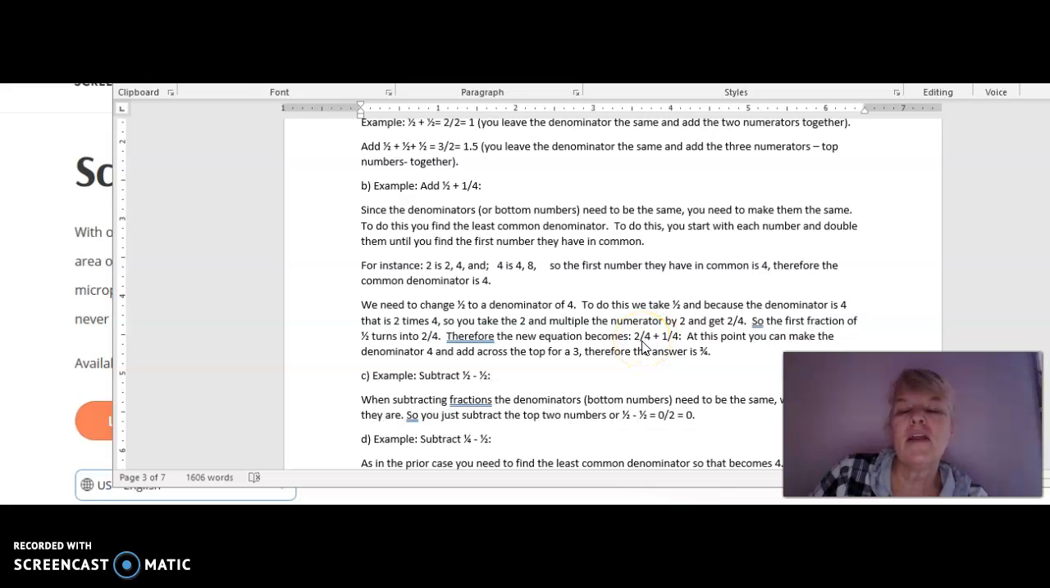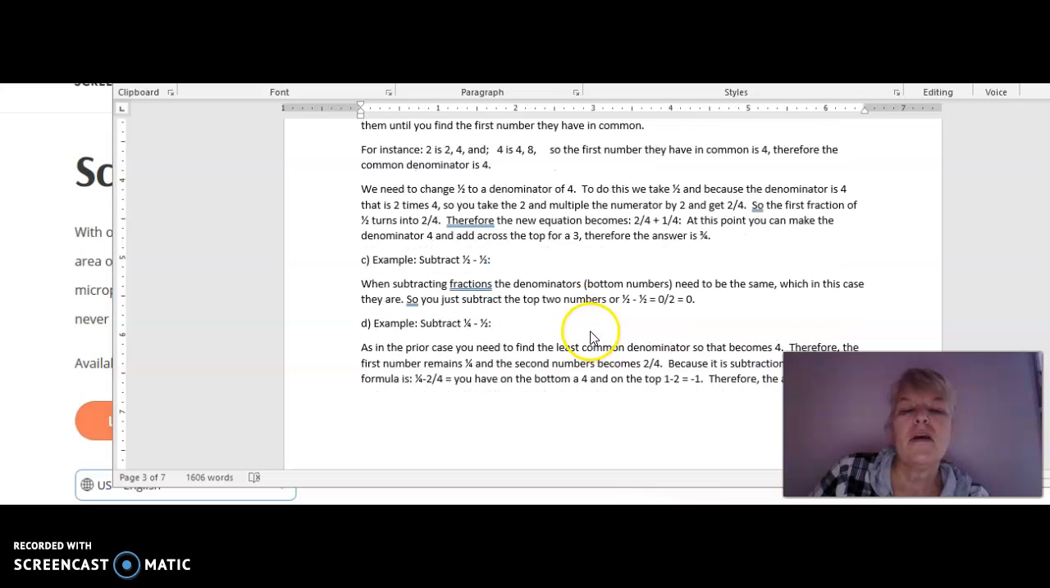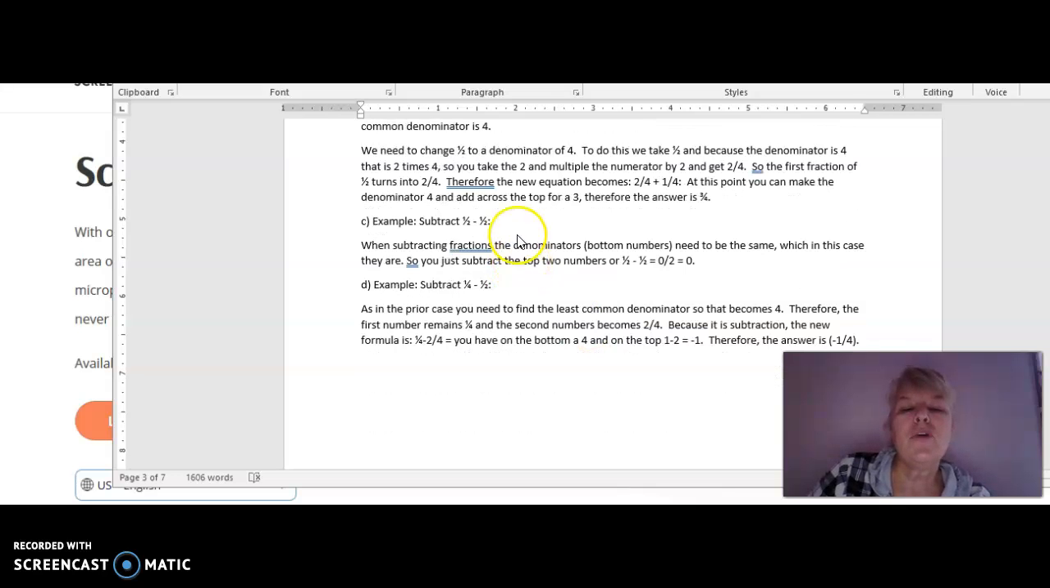So then we can add them together. We've got 2/4 plus 1/4 equals 3/4. Therefore, the answer is 3/4. Okay. Example C, we have subtract 1/2 by 1/2. As you can see, the denominators are the same. So we're going to have 1/2 minus 1/2 equals 0 over 2, or 0.